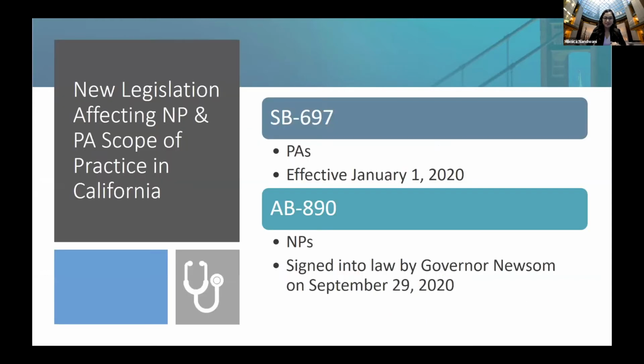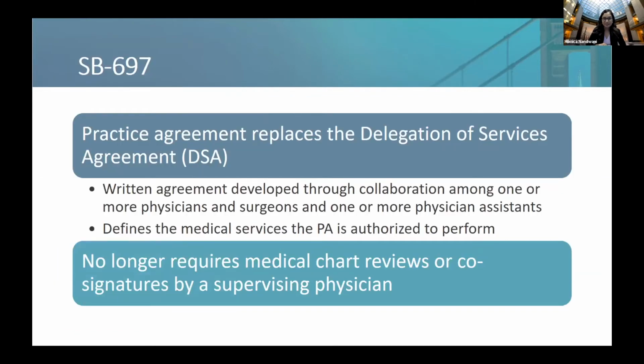That's actually changed a little recently here in California, as there have been two pieces of new legislation affecting NP and PA scope of practice. Senate Bill 697 affects PAs, and has been effective since January 1st, 2020. Assembly Bill 890 affects NPs' scope of practice, and was very recently signed into law by Governor Newsom on September 29th, 2020, just a couple of weeks ago. Here is a high-level overview of these legislative changes.